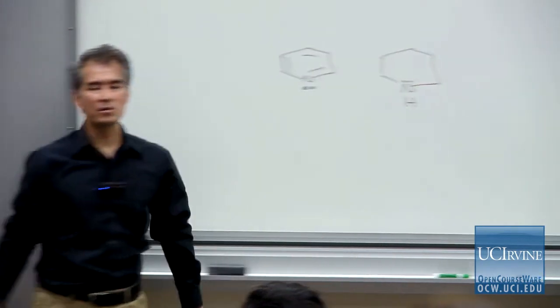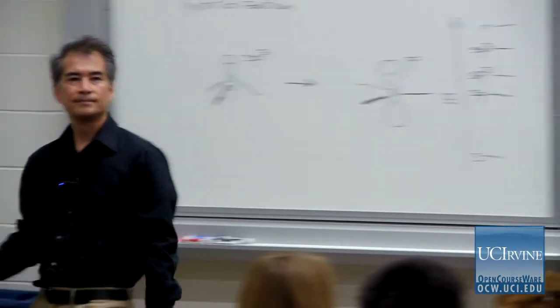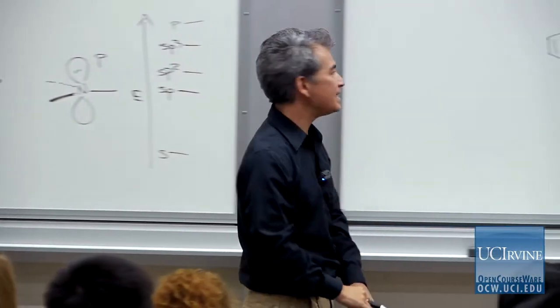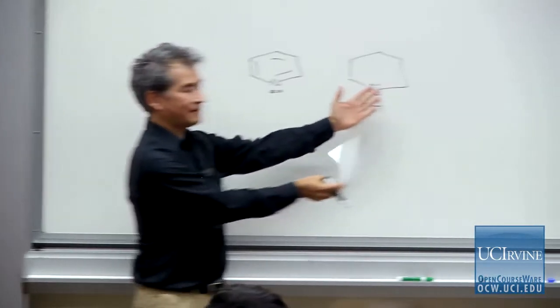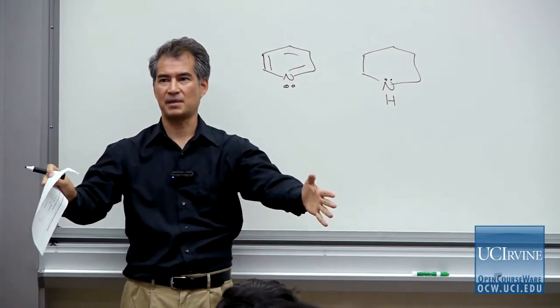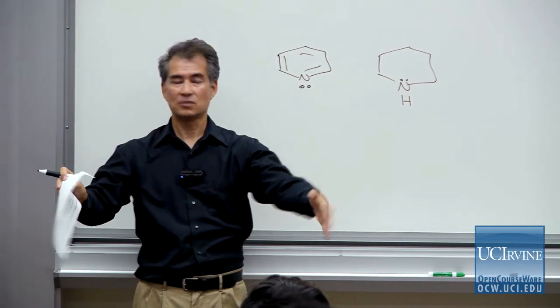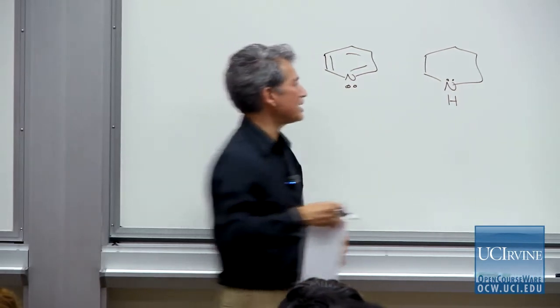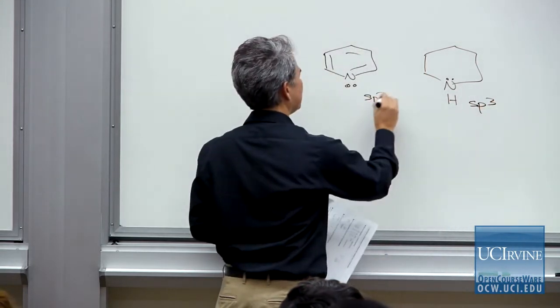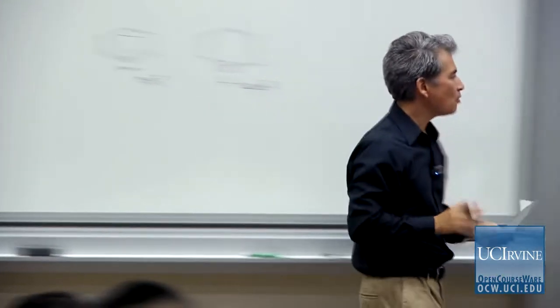Which of these is more nucleophilic? Now, the answer should be instantaneous. This one is more nucleophilic. It is about 100,000 times more nucleophilic than pyridine. Lone pair on nitrogen, but they're not all the same. And that's because this is sp3 hybridized and this is sp2 hybridized. Those lone pairs are totally different.